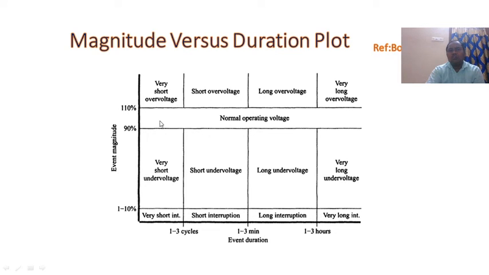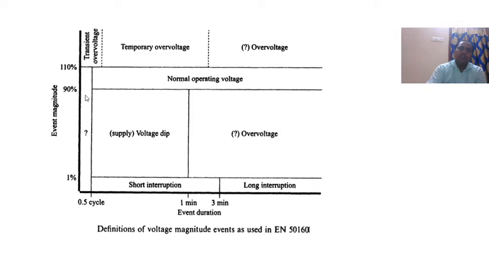Normally we know 100% is the normal operating voltage, which is a reference. Above 110 percentage, we will call very short over voltages. Up to 1 to 3 minutes, we will call short over voltages. 1 to 3 hours, long over voltages. More than 3 hours, we will call very long over voltages. These are the classifications by reference of Boolean, classified into very short, short, long and very long. Another important magnitude versus duration plot will be treated similarly.